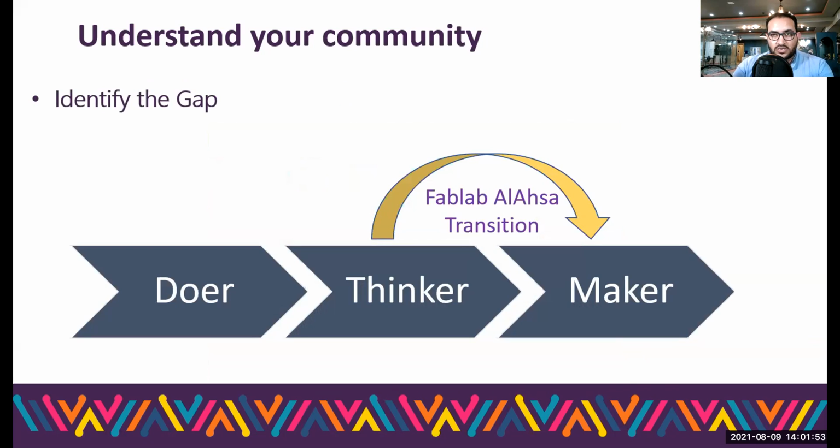And from there, and since we are from this community, we identify the gap. In general, people fall into three categories. We have doers, where they have instructions, they can do the instructions. We have thinkers, they can do the instructions and they have ideas, but they cannot implement their ideas. And we have makers, where they can do instructions, they have ideas, and they can implement their ideas. We found that our gap in our community is between thinkers and makers.